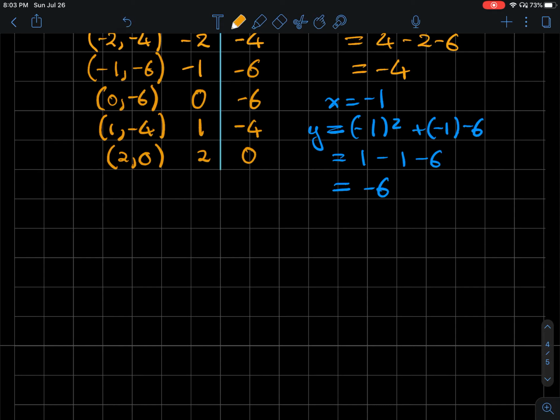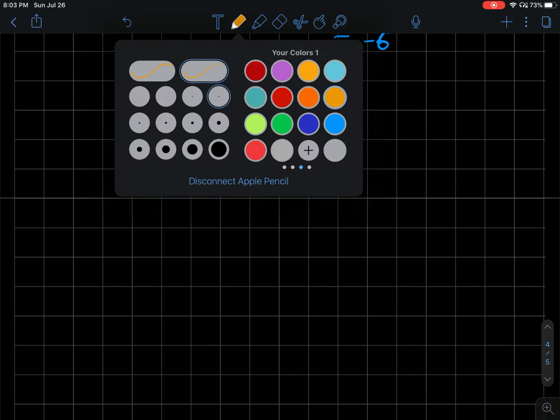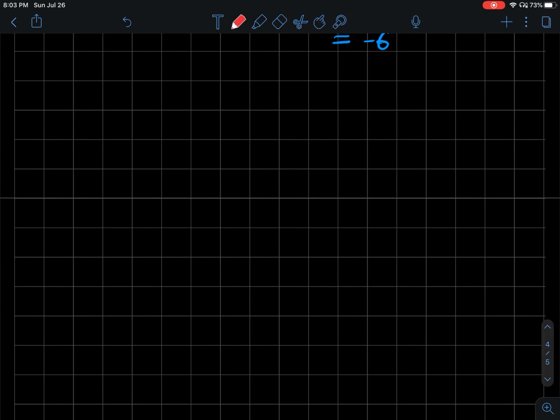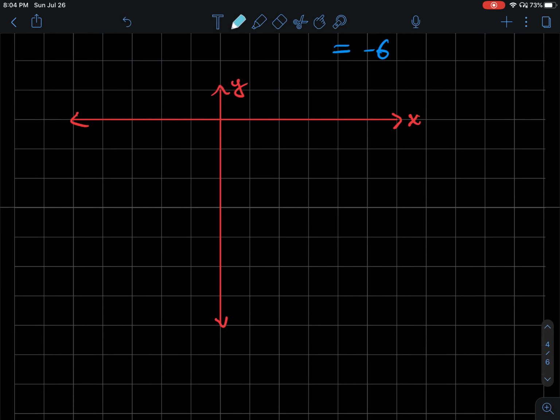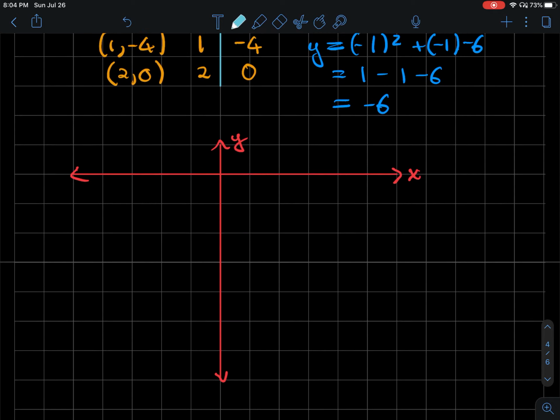Okay, now let's go ahead and draw our axes. That's the y-axis. Okay, y-axis. And that's the x-axis. All right. So now the first point is -2, comma, -4.